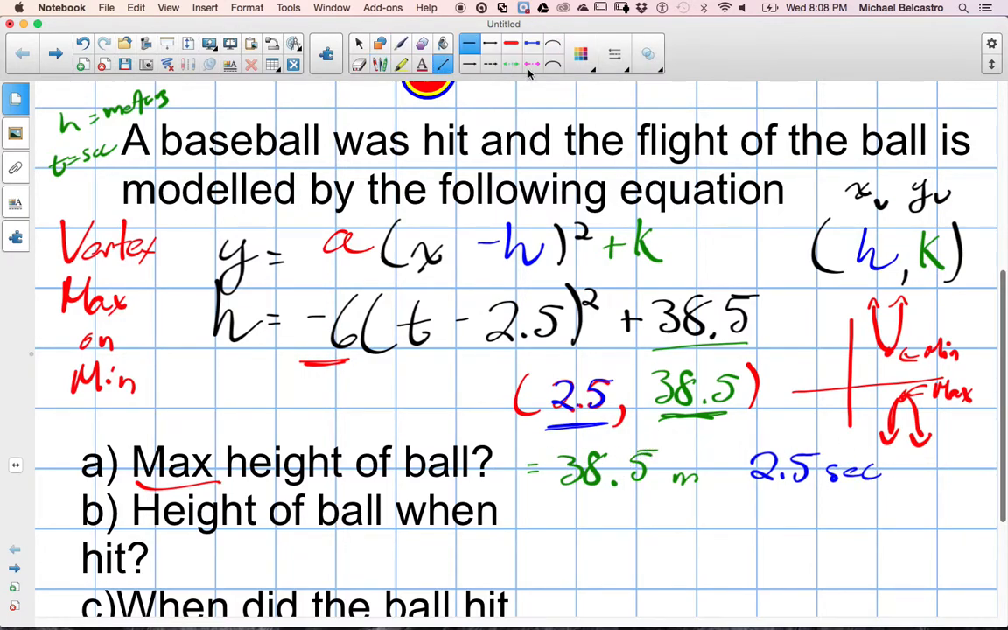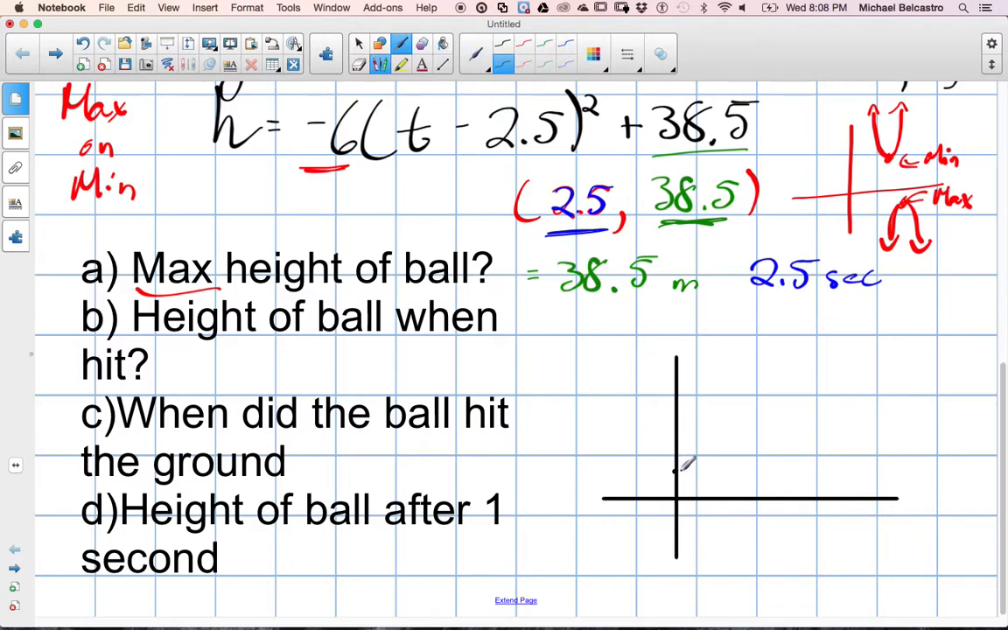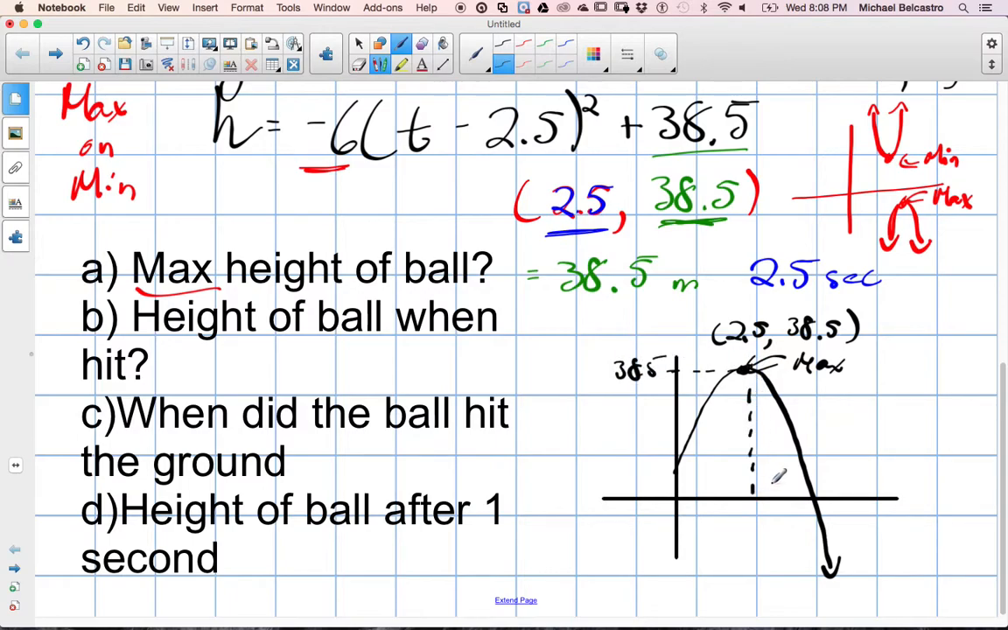Let's do a little rough sketch of a parabola here. This parabola is hit from some height, goes up, and then comes back down. This point here is our 2.5 and 38.5, the max height. It hits some max point, and then it starts coming back down. This point here would be 38.5 on the graph, and this is a rough sketch. And that point there would be 2.5. Next, the height of the ball when hit.